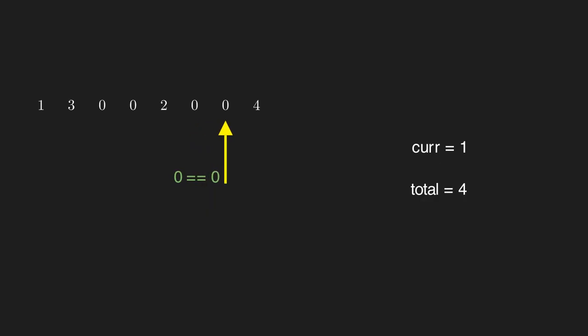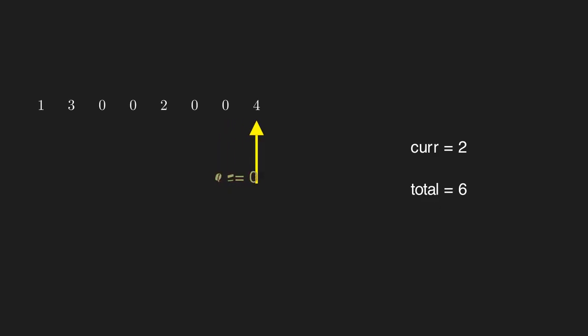Moving to index 6, we find another 0, extending our new block. We increment current_zeros by 1, so it becomes 2. We then add this 2 to total_subarrays. Total_subarrays is updated to 4 plus 2, which gives us 6. We've successfully counted the 2 new subarrays ending here, the single 0 at index 6, and the double 0 at indices 5 and 6.